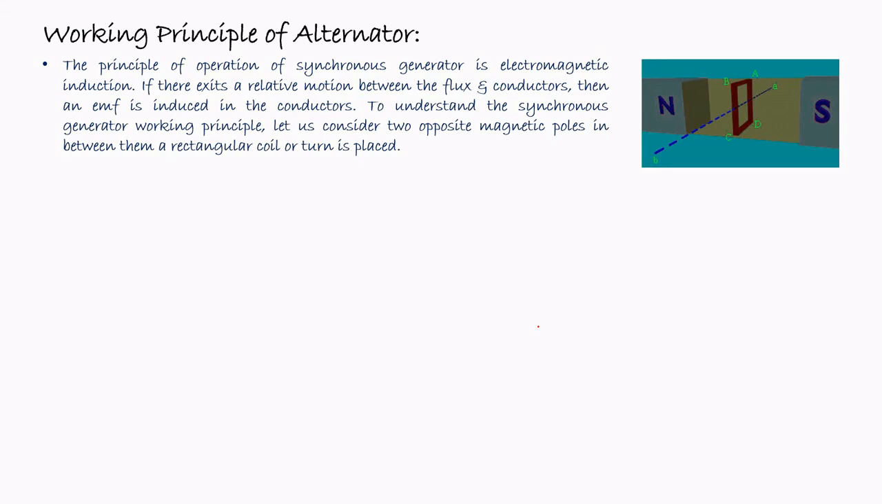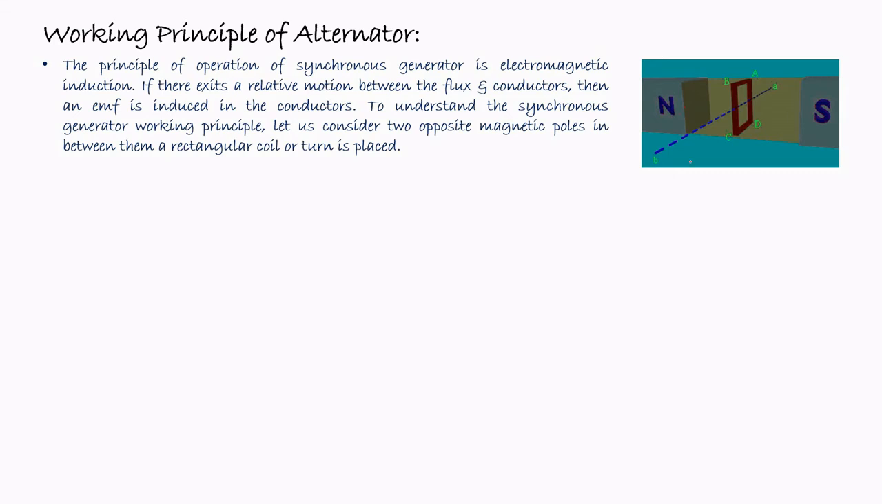Now, to understand the synchronous generator working principle, let us consider two opposite magnetic poles. In between them, a rectangular coil or turn is placed. That is shown in this figure. Here, two magnetic poles are used, the North Pole and the South Pole, and a coil of one turn is placed there. The two coil sides are AB and CD, where small a and small b is the axis of this coil.